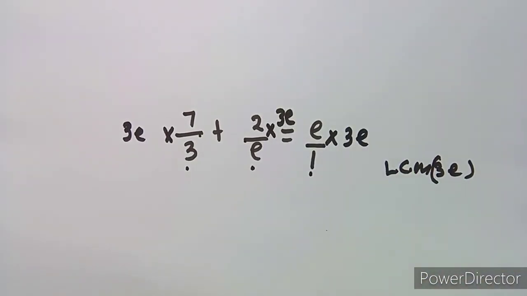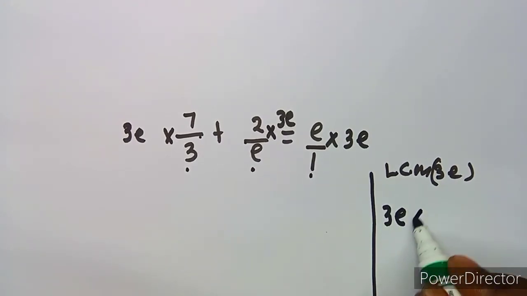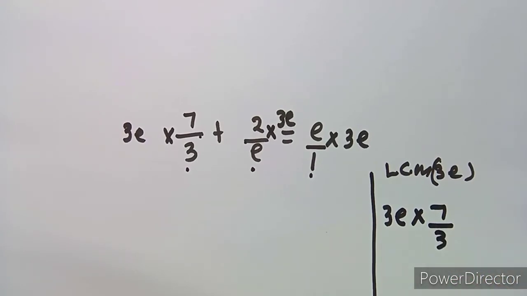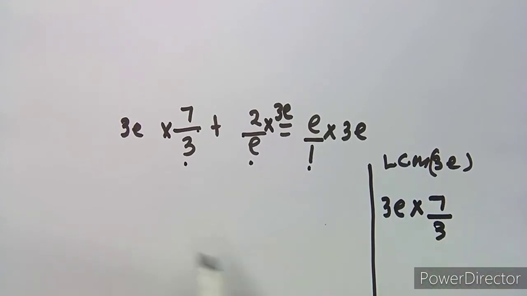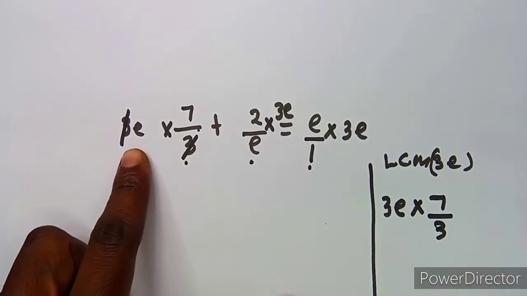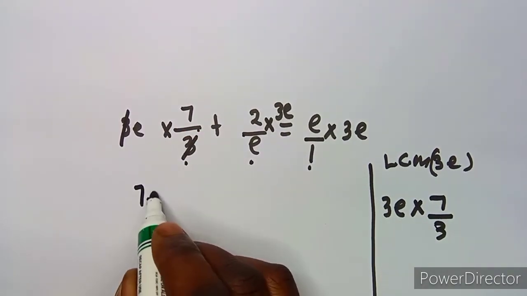All right, so the moment I multiply each and every part, this part actually means this, guys. It's the same as 3e times 7 over 3. That is what it actually means. So you can cancel this 3 and this 3. That is what is happening here. 3 and 3 can cancel. You are left with e and 7. So e times 7, that's 7e.